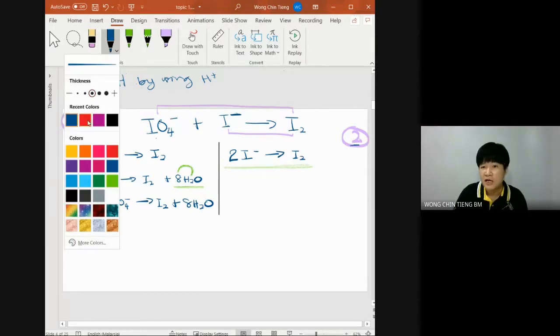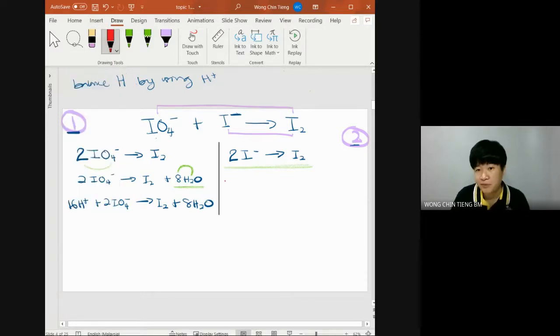Apa yang susah? Alright? And the next step, important step. Okay? After you have balanced your oxygen, after you have balanced your hydrogen, the next thing that we are going to do is the last thing, balance charge. And step ni adalah step yang ramai akan salah.